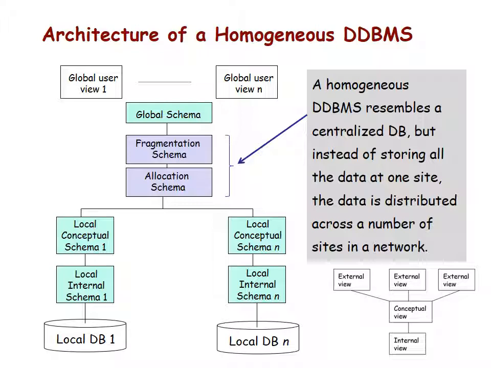At each location, the information about its fragments is stored in a local conceptual schema. The file organization, such as indexes for each local fragment, is stored in the local internal schema. This is similar to the internal view of a centralized database management system.